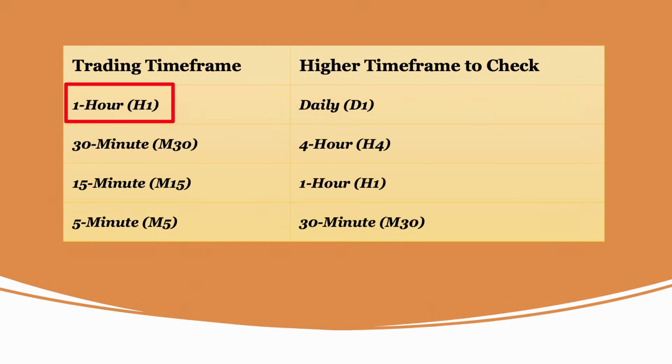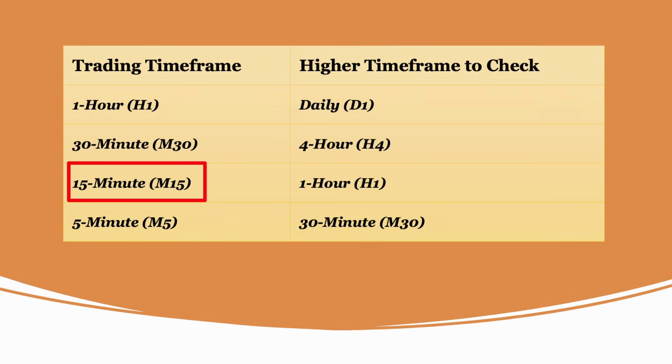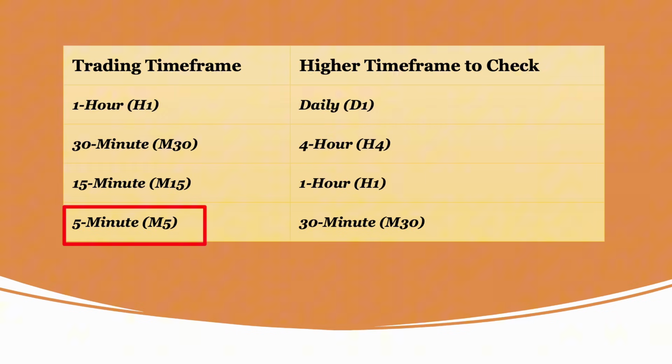If you're trading on the hourly chart, check the daily time frame as your higher time frame to make sure the trend aligns. For the 30-minute chart, the higher time frame to confirm is the 4-hour. For the 15-minute chart, look to the 1 hour for trend alignment. And if you're trading on the 5-minute chart, check the 30-minute as your higher time frame. The goal is to confirm that the higher time frame is moving in the same direction as your setup.